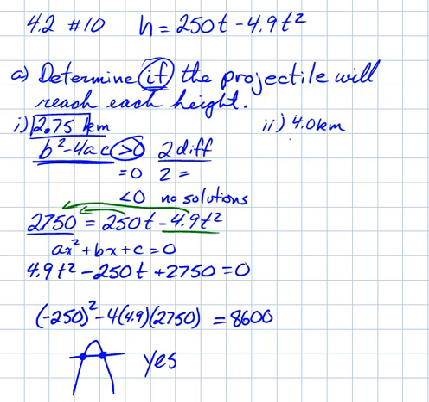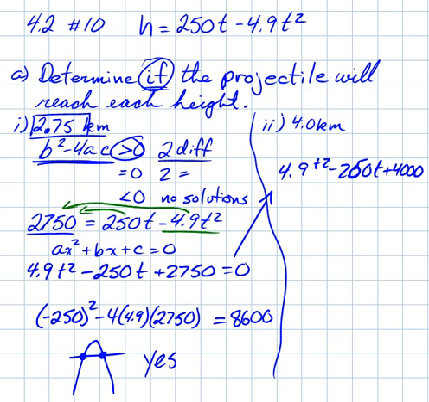So when you look at this one, we do the same thing, except that we've got 4,000. So I've got 4.9t squared minus 250t plus 4,000 for the 4,000 meters. And that comes out to negative 250. I'll just finish that off here. So negative 250 squared minus 4 times 4.9 times 4,000.